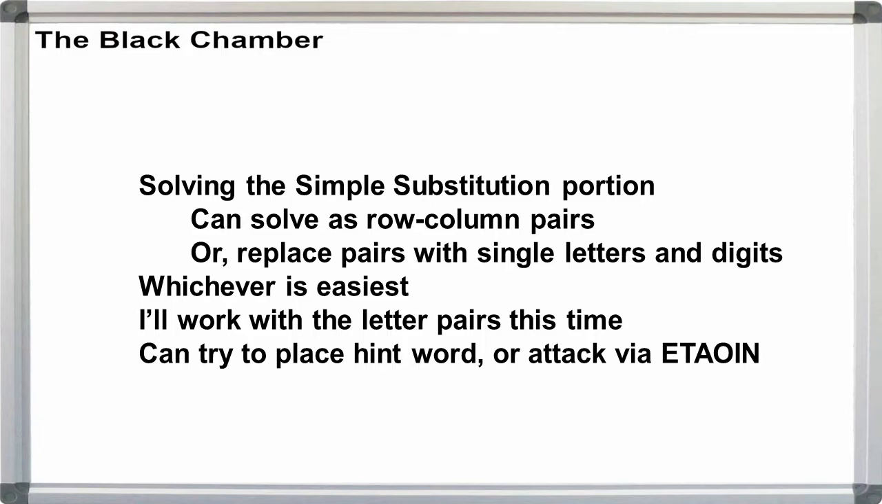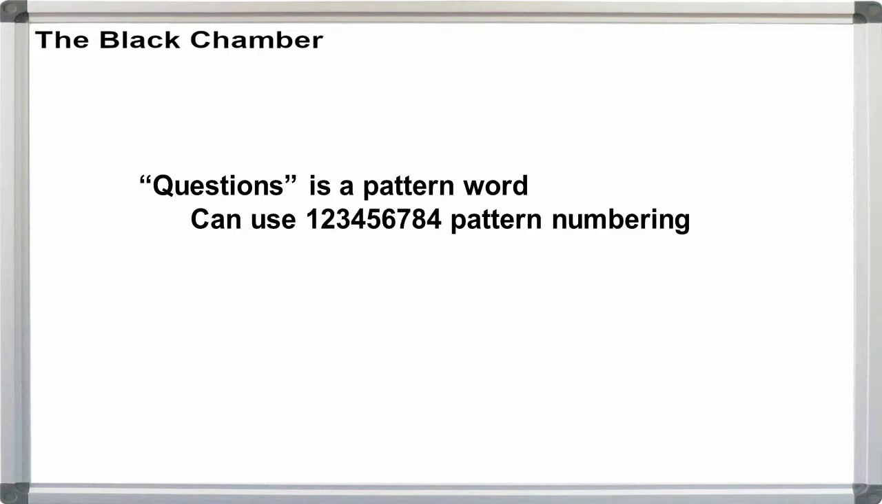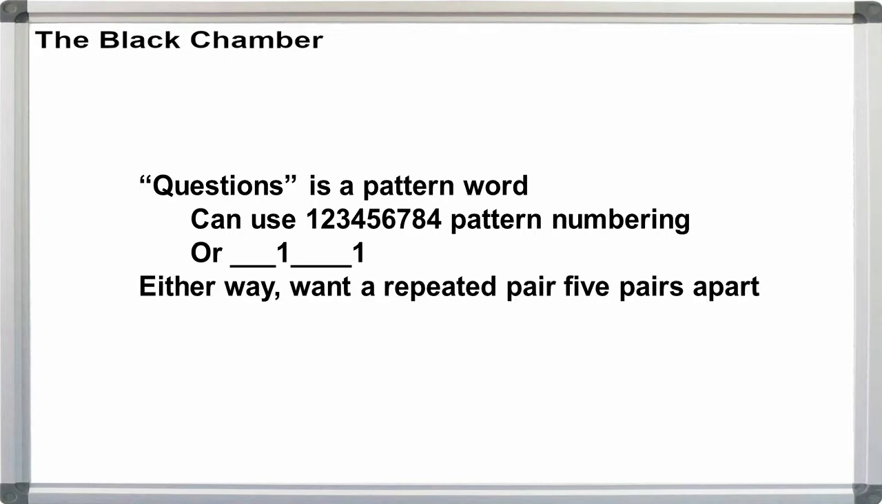Additionally, we can either place the hint word or go straight to testing the more frequent letters against the English ETAOIN pattern. Questions has a 1, 2, 3, 4, 5, 6, 7, 8, 4 pattern, or unique 1 pattern, depending on the system you use. So we want a repetition 5 pairs apart with no other repetitions in the block.